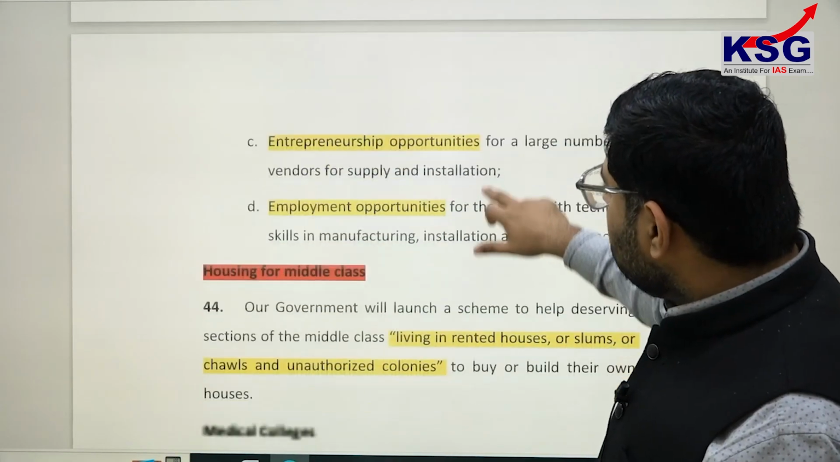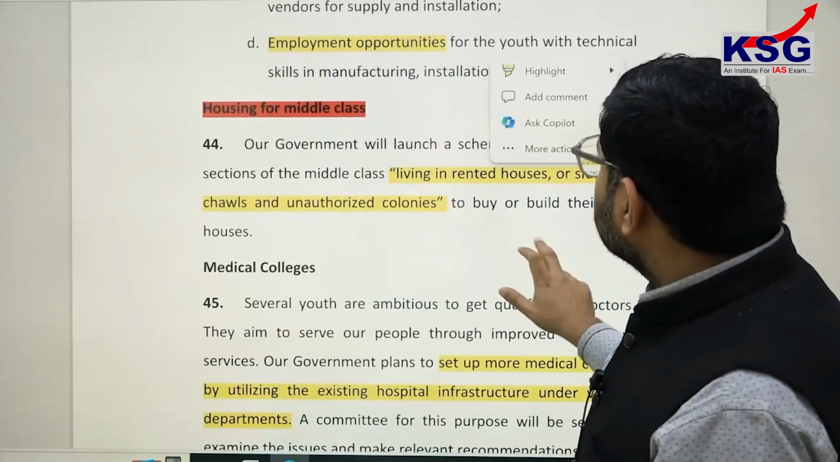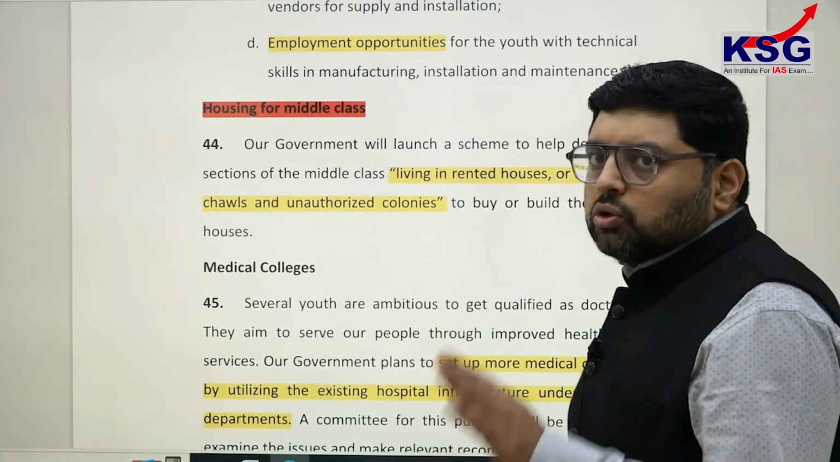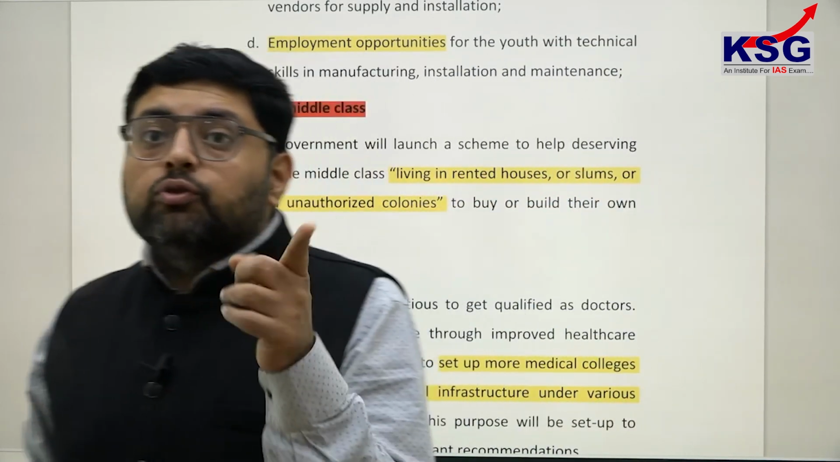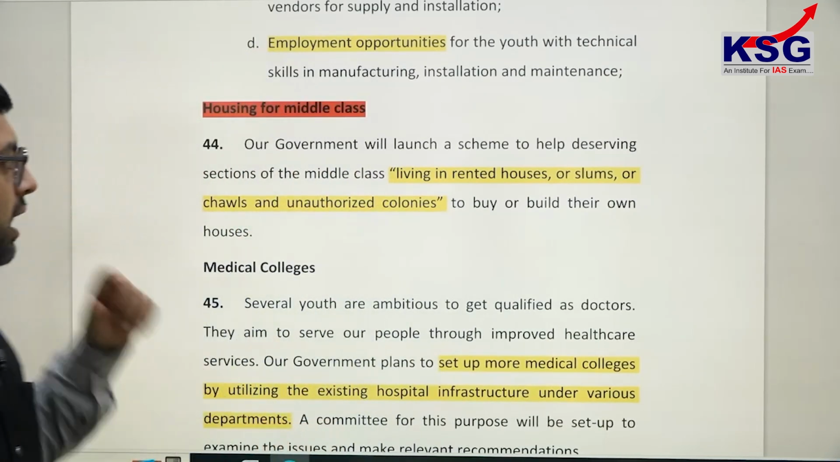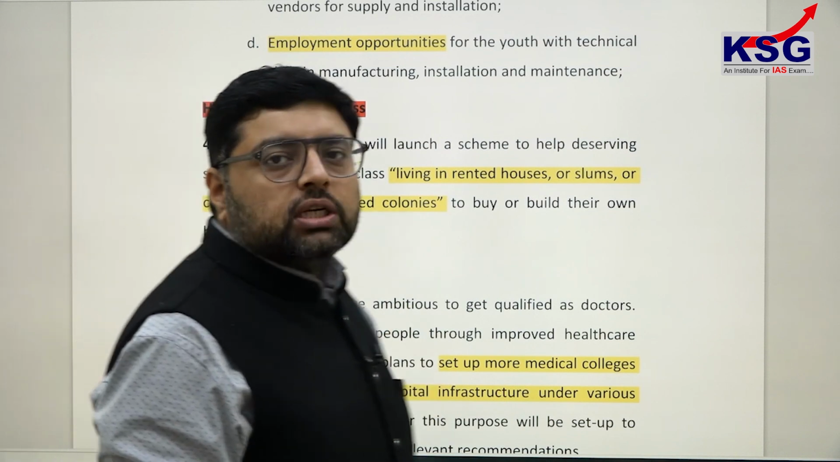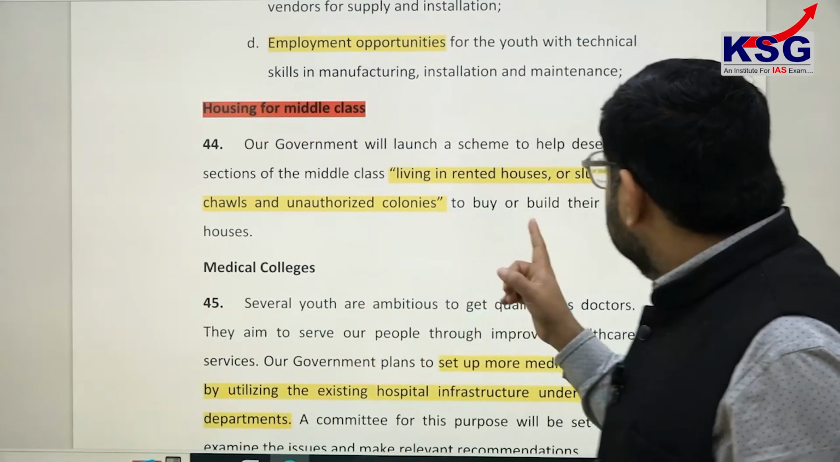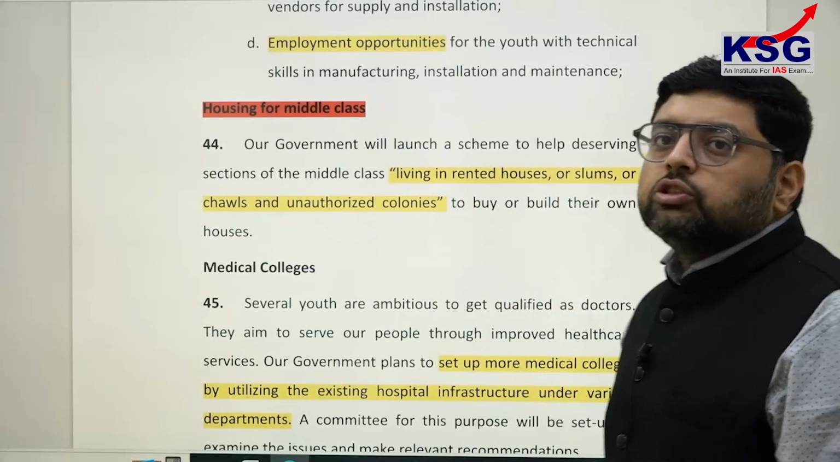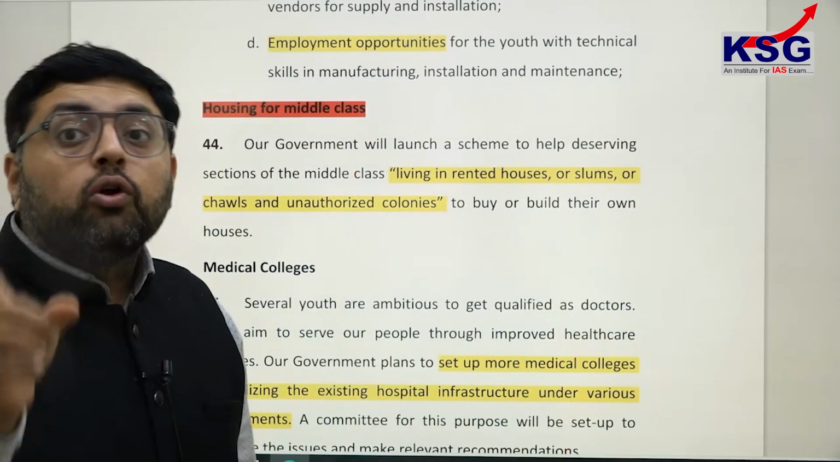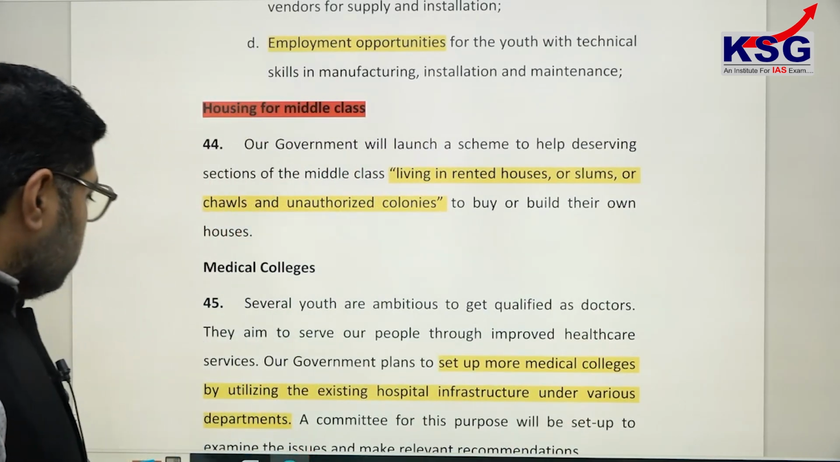Now, housing for middle class. When you talk about housing for middle class, government here said that we have to target those people who are staying in rented houses, slums, chawls or unauthorized colonies. They want such middle class people to have their own houses. So this is the intention.